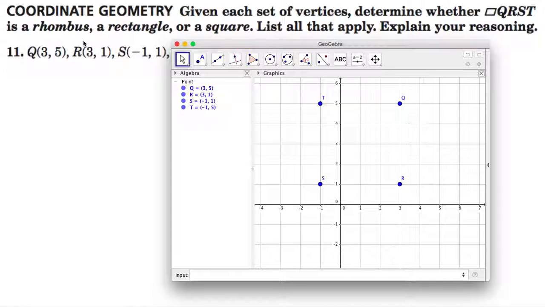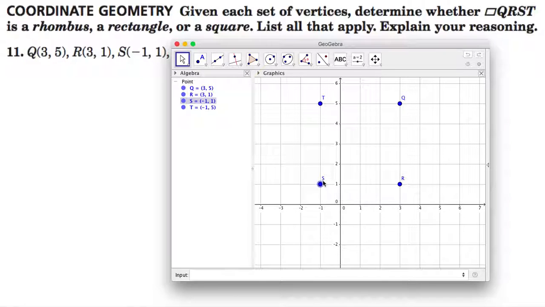Remember, a rhombus is just a parallelogram with all sides being congruent. So that's the key. All sides have to be congruent. Now we know it's a parallelogram, so opposite sides are already congruent. So we already know that ST is congruent to RQ. So there's no point in finding all four sides.